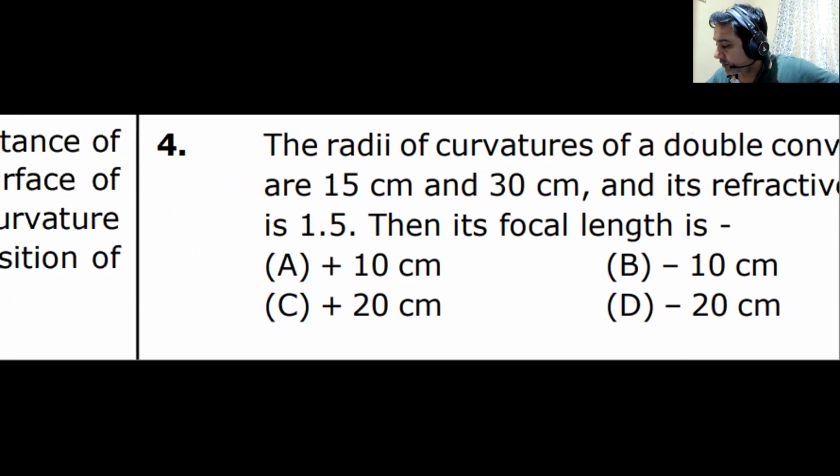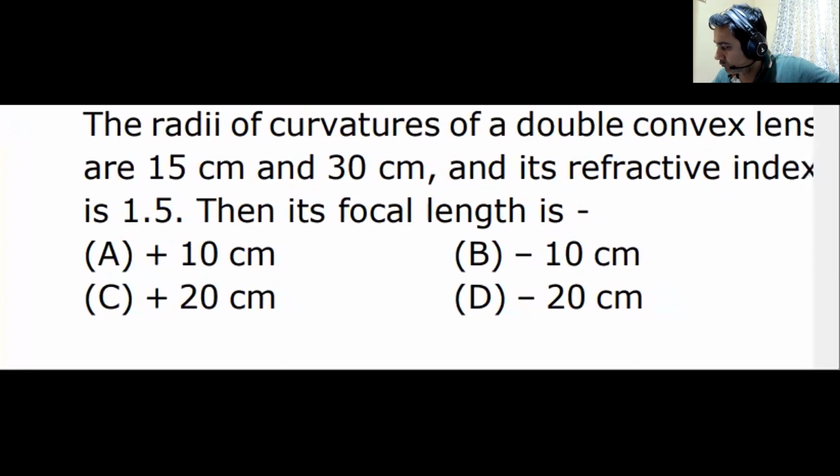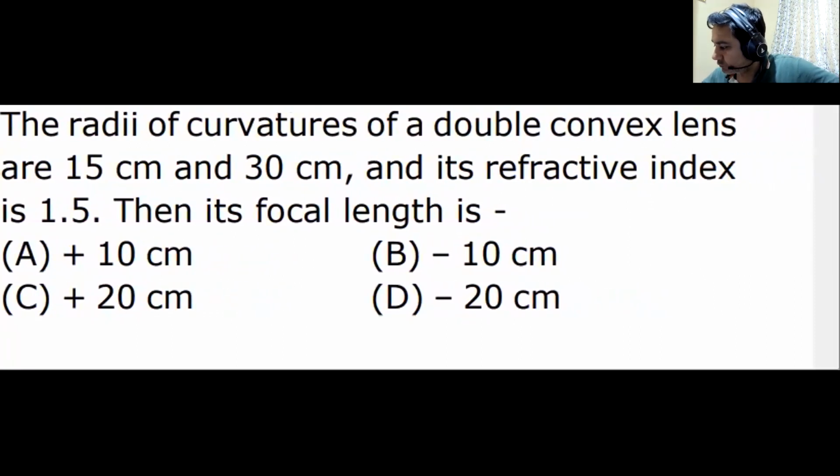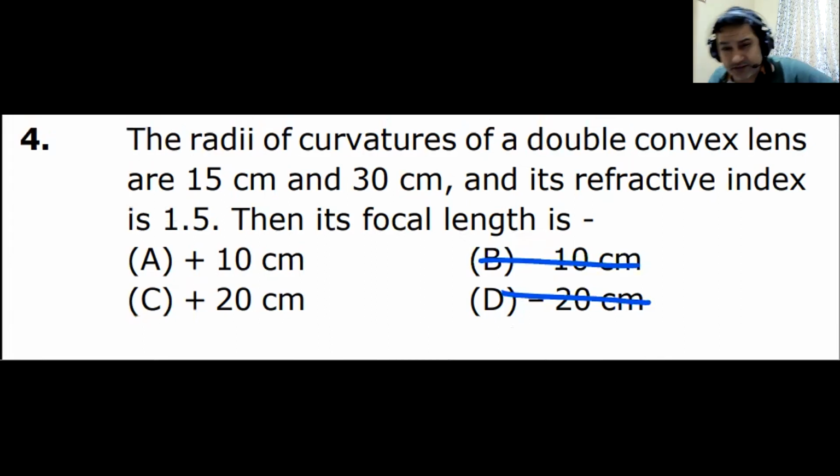Why are they not possible? Radius of curvature of a convex lens is always positive. But we are talking about the focal length of the lens, beta. Why are you telling me the radius of curvature? Focal length of a convex lens, whenever we are talking about any lens, which focal length are we talking about?